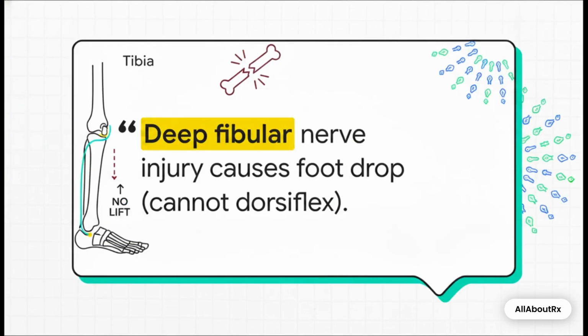Because the anterior compartment handles dorsiflexion, an injury to its nerve supply, the deep fibular nerve, results in what's famously known as foot drop. The patient literally cannot lift their toes upward during a stride. A highly tested common cause for this, a fracture right at the neck of the fibula where that nerve wraps around and is dangerously exposed.